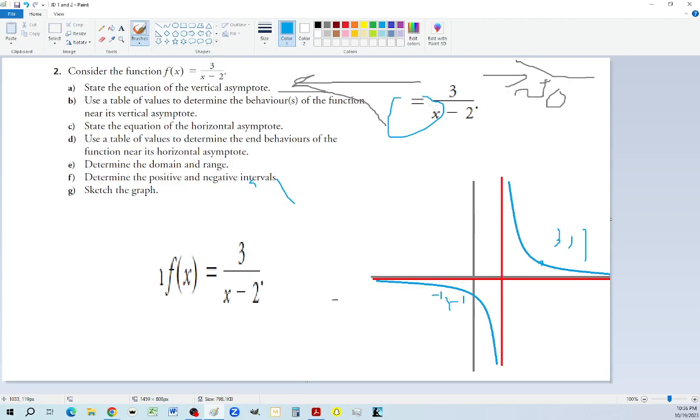You could put in a 1 there. At 1, it's negative 3. So right there, that would be the opposite. At 1, negative 3.